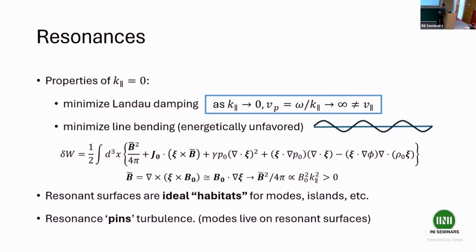Oh yeah, the takeaway is that on resonant surfaces, the parallel wave number K parallel of the plasma mode is equal to 0, which means on the resonant surface, the field line is not bent, which is energetically favorable. So at resonant surfaces, it's easy to excite plasma modes because you don't bend the magnetic field lines. And it can also minimize the Landau damping. This is another takeaway.